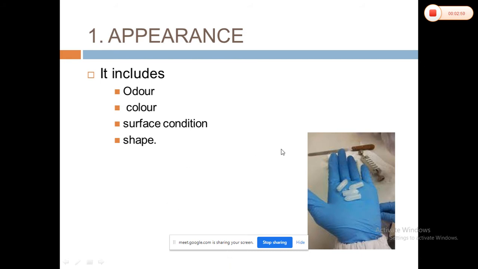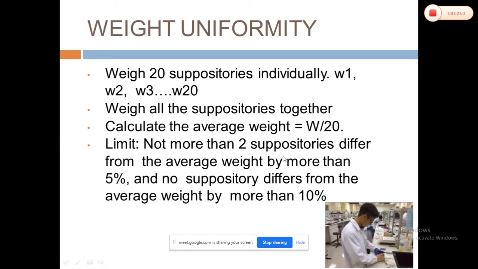The second one is weight uniformity. Like tablets, capsules, and other dosage forms, you have to perform weight uniformity here. The process is simple. You have to weigh 20 suppositories individually, as W1, W2, W3 up to W20. Then you have to weigh all the suppositories together and calculate the average weight. Suppose each individual suppository is 1 gram, so it will be 20 grams for 20 suppositories. But sometimes, as we already discussed, there may be a density problem, and there may be some other factors that can affect the weight of your suppositories.